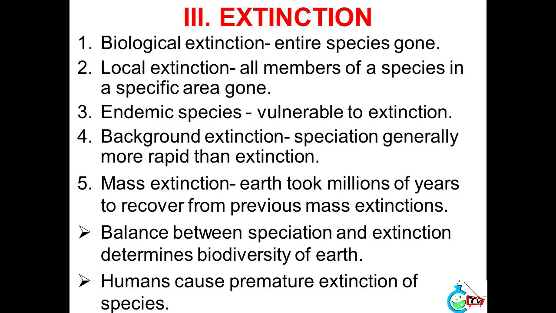3. Extinction. 1. Biological extinction, entire species gone. 2. Local extinction, all members of a species in a specific area gone. 3. Endemic species, vulnerable to extinction. 4. Background extinction, speciation generally more rapid than extinction. 5. Mass extinction, Earth took millions of years to recover from previous mass extinctions. Balance between speciation and extinction determines biodiversity of Earth. Humans cause premature extinction of species.